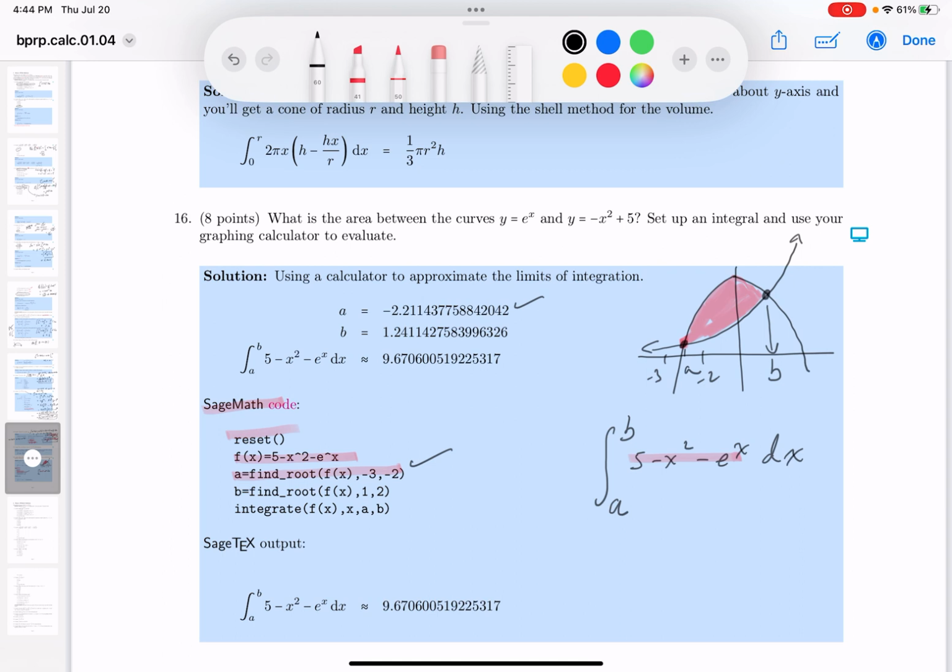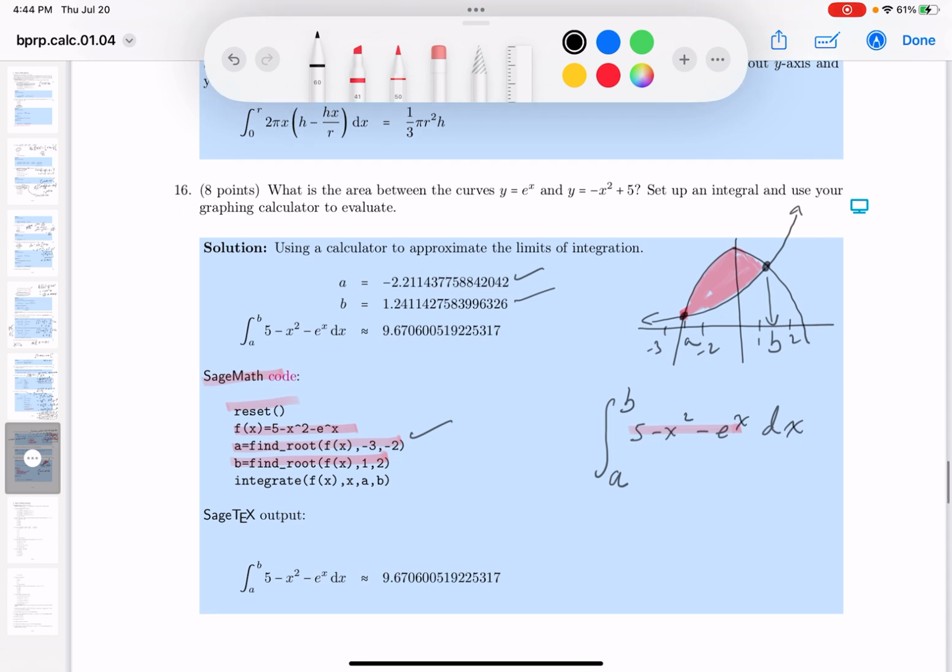How did I do that? Well, I used the computer to do that. And I'm going to say the B was somewhere between 1 and 2. All right, somewhere between 1 and 2. I was able to get that over there. Then I did the integration, and I got a number out of it over here. So let me point out, the only real reason to use a computer over here was to get the A and the B in the problem.